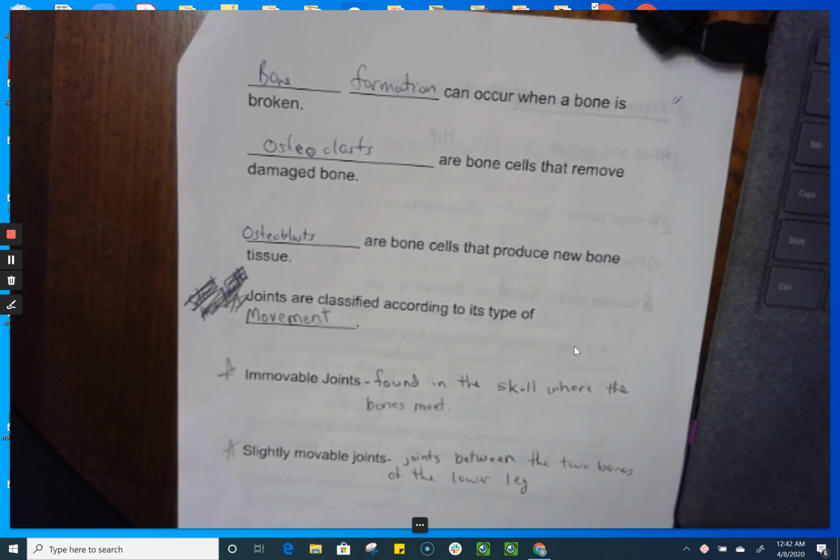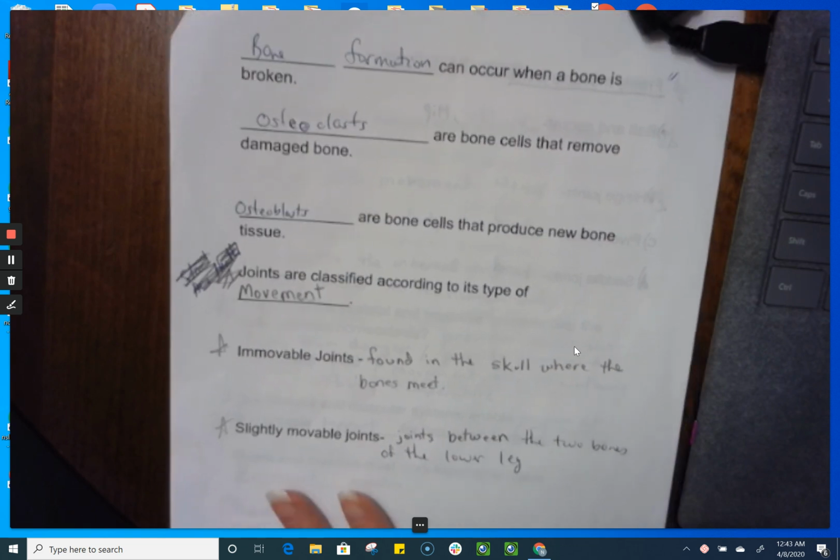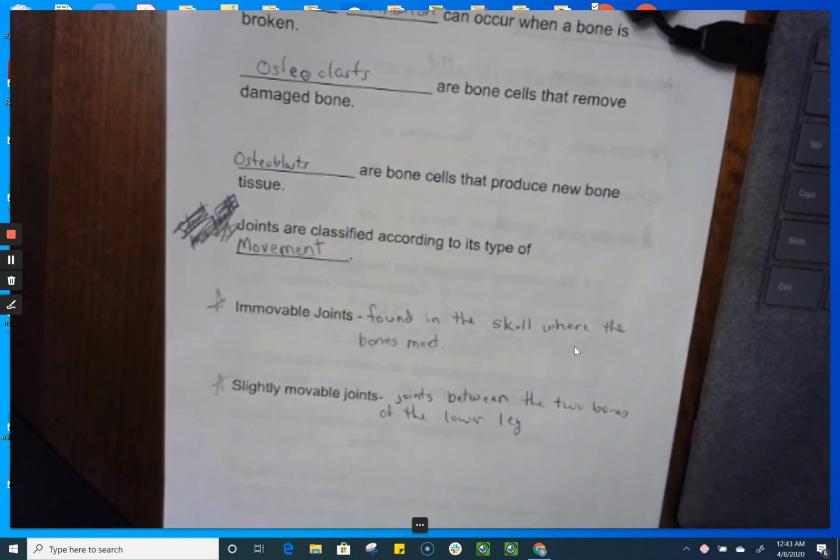And then when we talk about the skeletal system, there are joints which connect certain bones together and allow for movement. There are several different types of joints, and the joints are classified based upon the type of movement that they allow. Immovable joints are found in the skull where the bones meet. They're like the suture lines that you'll see in skulls, where the skull bones have closed up.